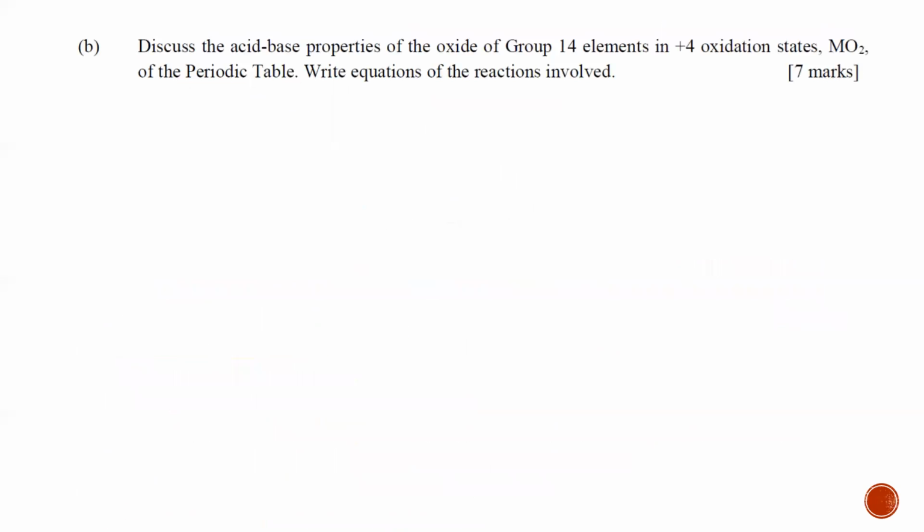Okay, then we go for 2B. Discuss the acid-base properties of the oxides of group 14 in a +4 oxidation state. The question is only about the +4 oxidation state, so make sure that you only highlight the +4. Okay, so how are the properties?